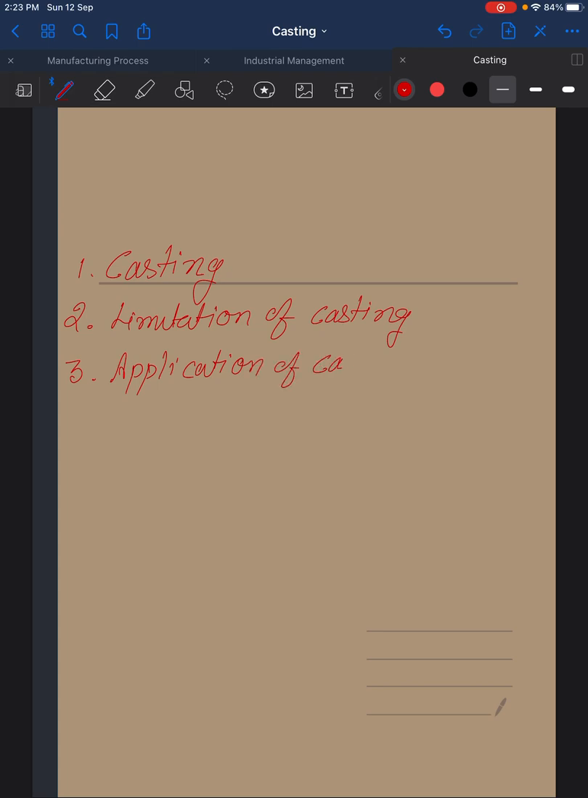Today we will discuss casting, the limitations of casting, the application of casting, and terms related to molding.